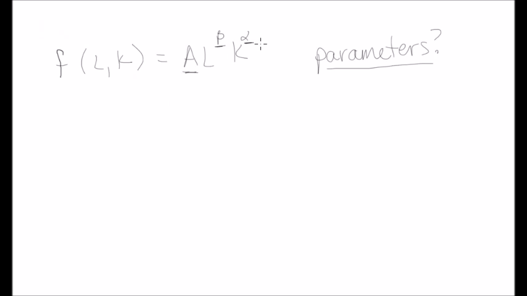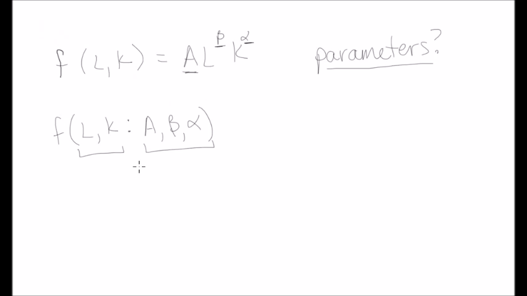And to keep that in mind, very often you will see functions like this written as a function of L and K. And then there will be a colon, and it will say that it is a function with the variables L and K and the parameters alpha, beta, and capital A.